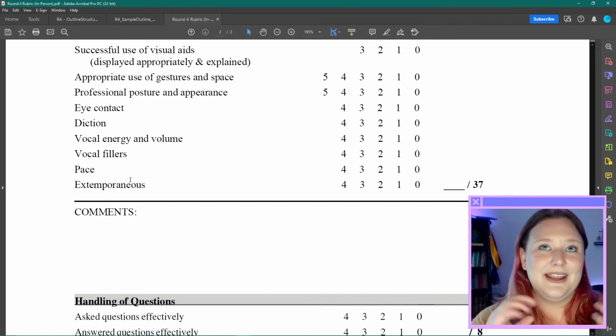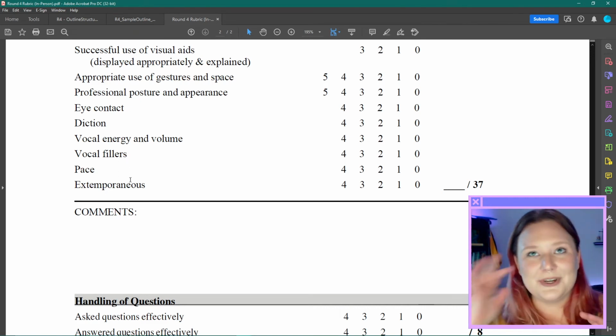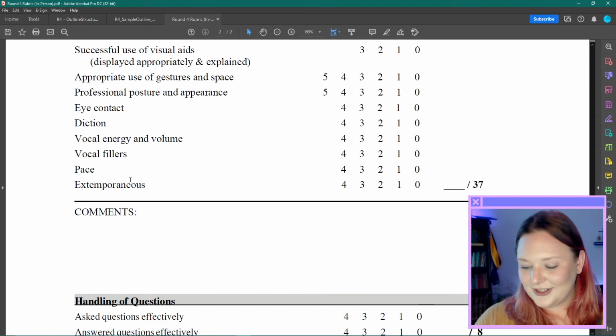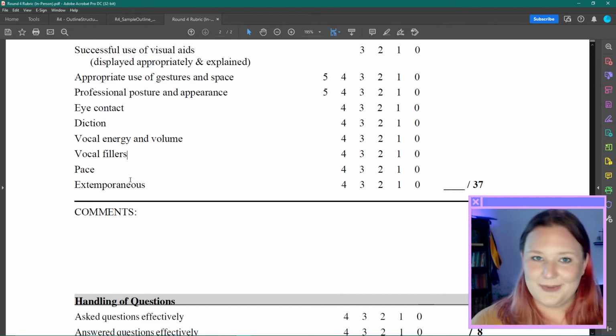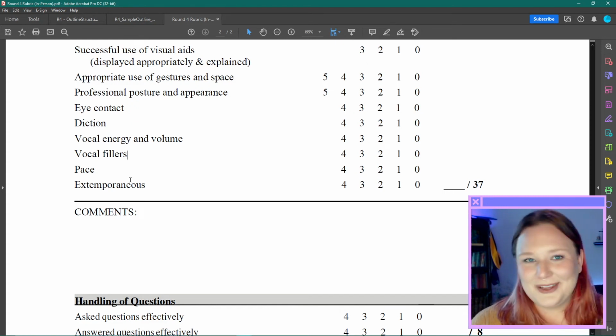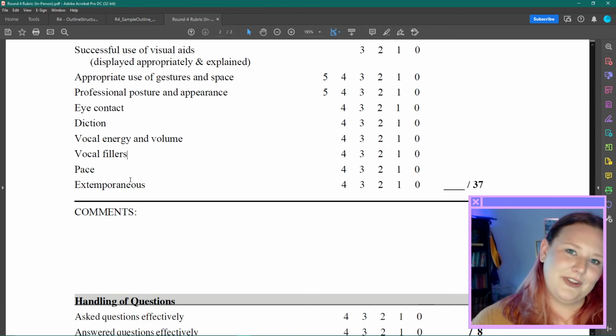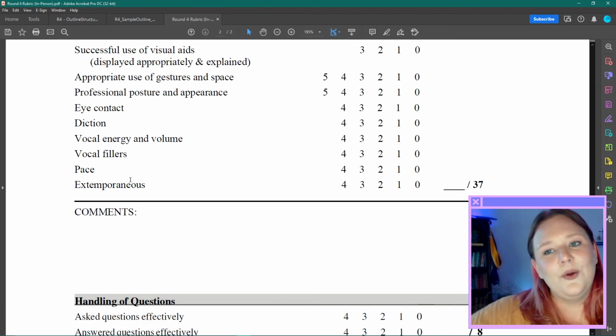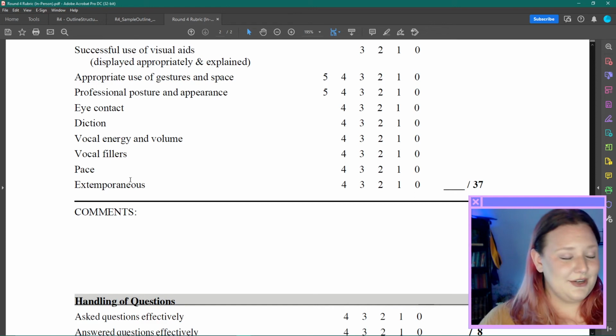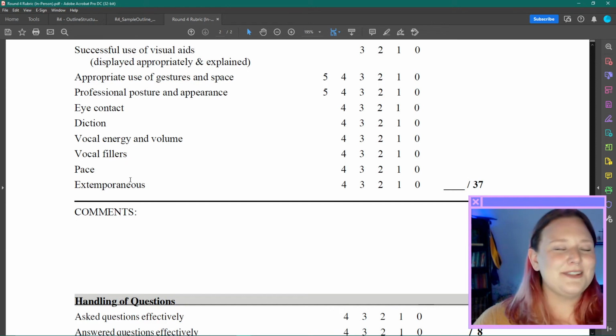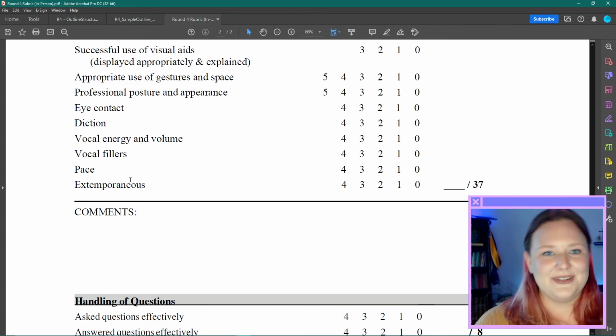So when we are speaking persuasively, try to cut down those vocal fillers. Again, don't worry too much about it. You're not going to lose a point per filler. It'll be all right. As you're practicing, try to be aware of which vocal fillers you use, how, where, when you use them in your speech.